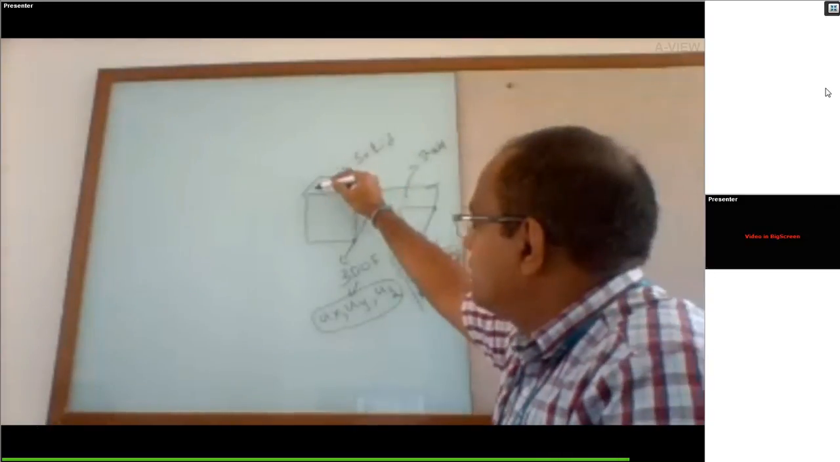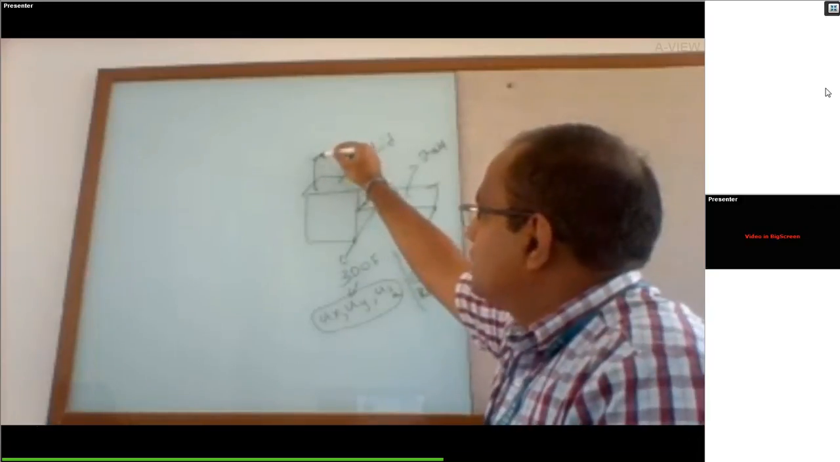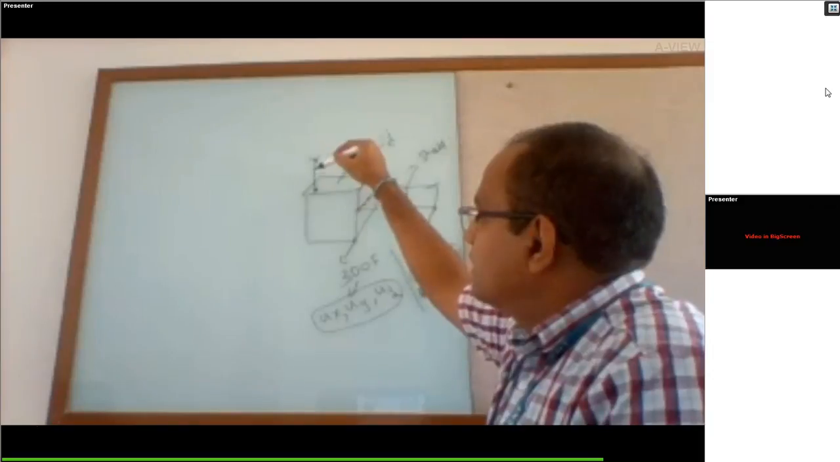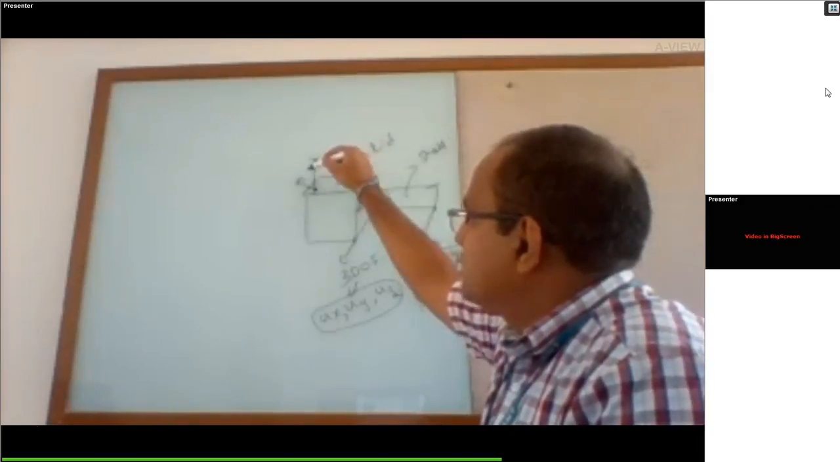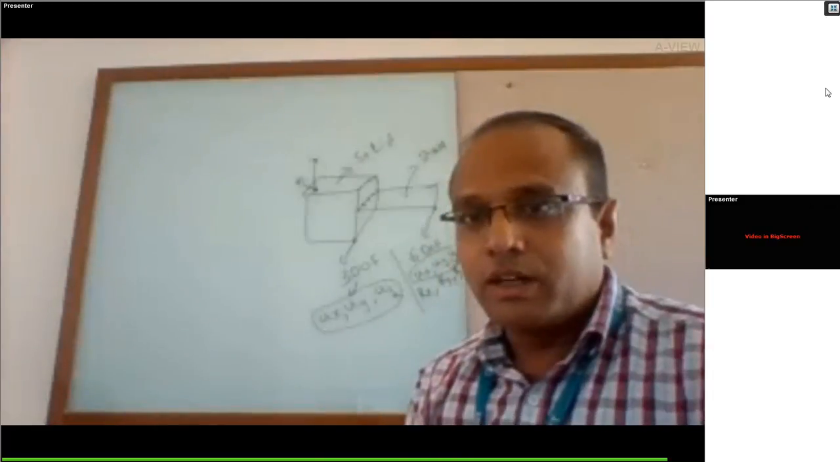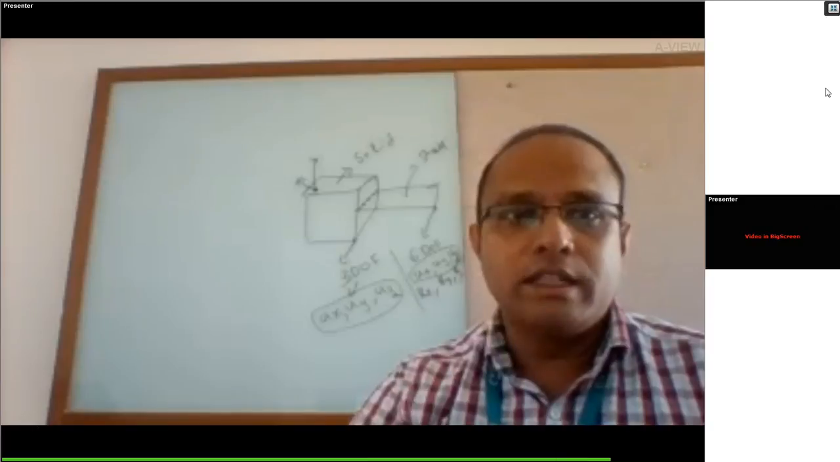Sometimes solid elements are tied with beam elements. Suppose this is the beam element and we need to tie here. You cannot use couplings here. For this type of thing, we can go for constraint equations.